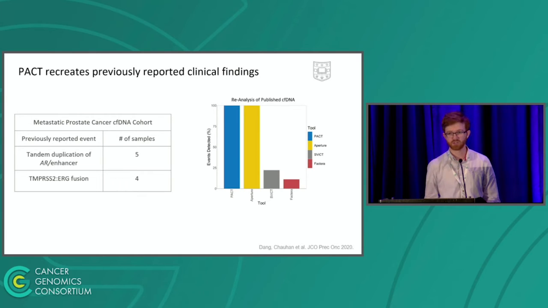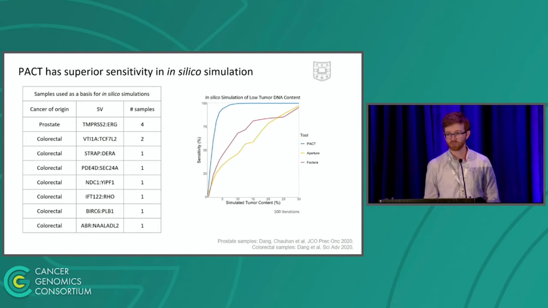But we were particularly interested in what performance would look like at lower tumor DNA content levels. And so we performed an in silico simulation where we took public data from a prostate cohort and from a colorectal cancer cohort. And we performed a downsampling experiment where we combined that cell-free DNA or the tumor DNA data and combined that in silico with matched controls from each individual, respectively. And did that over 100 iterations to look at different tumor DNA content levels and found that our pipeline had superior sensitivity compared to the other tools that we looked at.